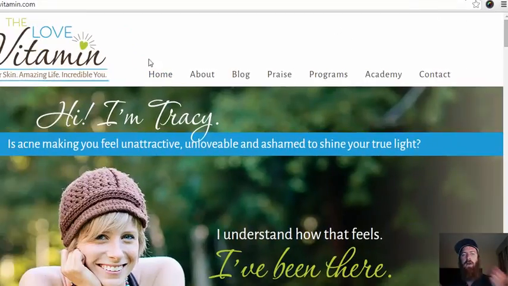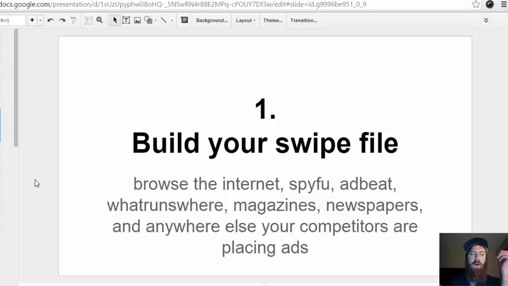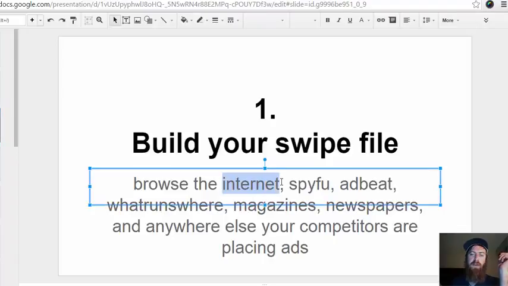So you want to find all of the ads. In this case, for Love Vitamin, you're going to want to look at just everything on the internet. That's going to be the most targeted. I use some spy tools: SpyFu, AdBeat, What Runs Where. These are spy tools. I'll show you in a second.